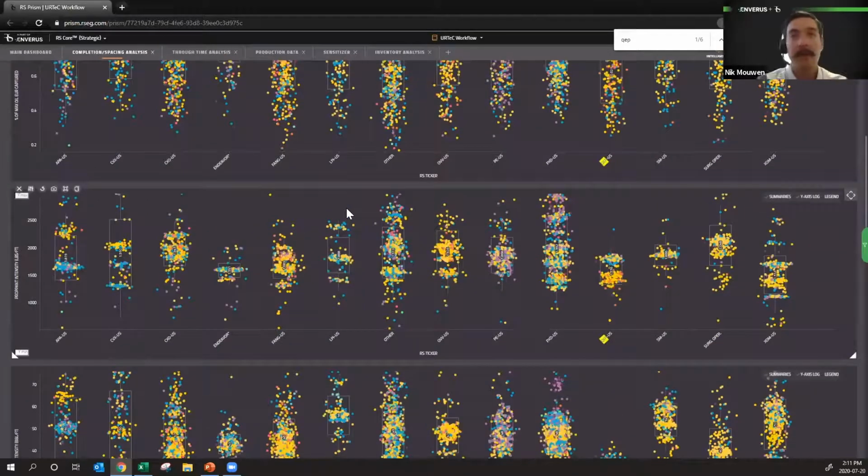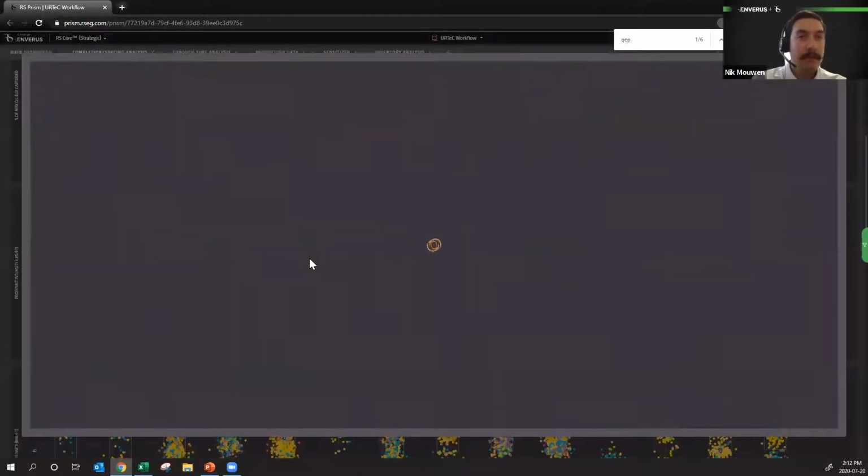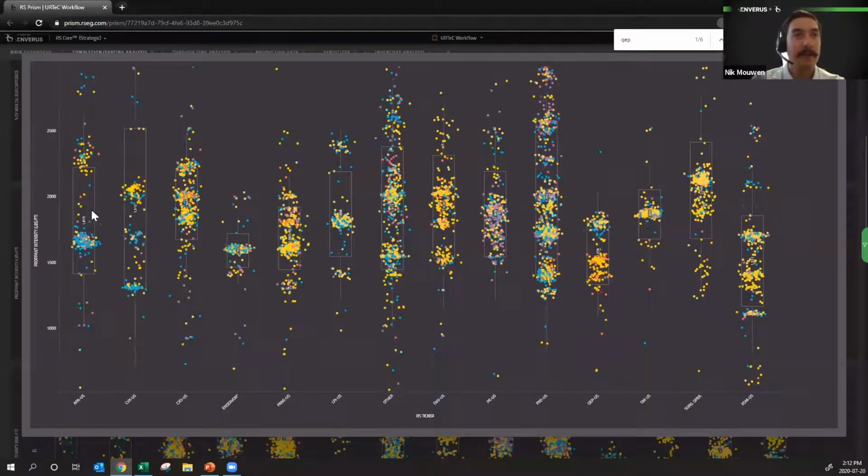Why is that? The first thing we can look at is proppant intensity here. So you can see on average, these numbers are probably hard to see, but on average, just make this full screen. The operators within the Midland had averaged about 2,000 pounds per foot for the most part. And what you can notice is there's been some variation around there.